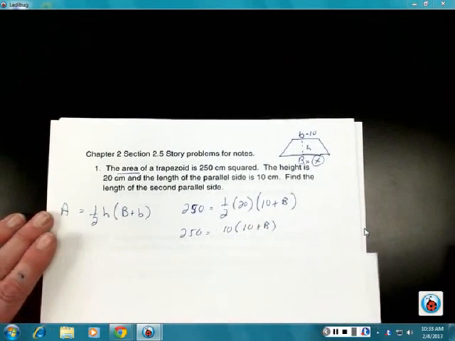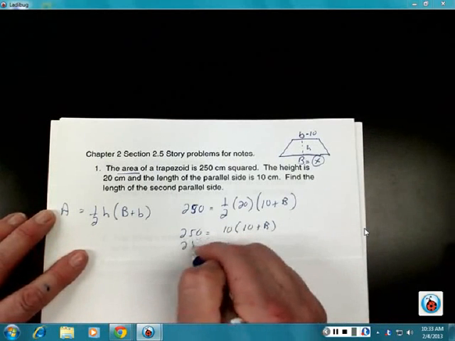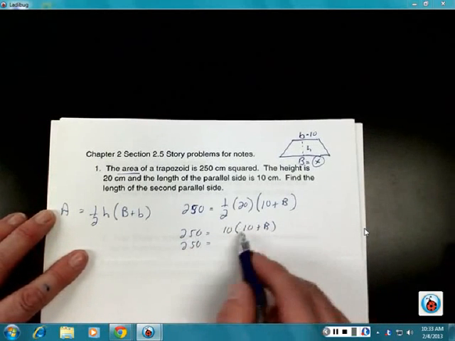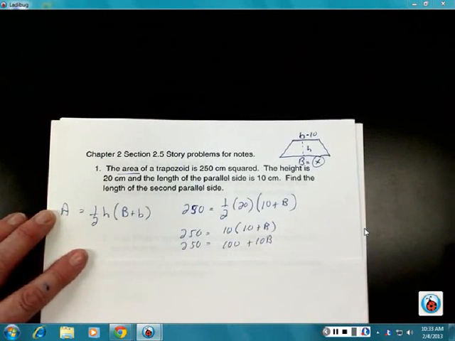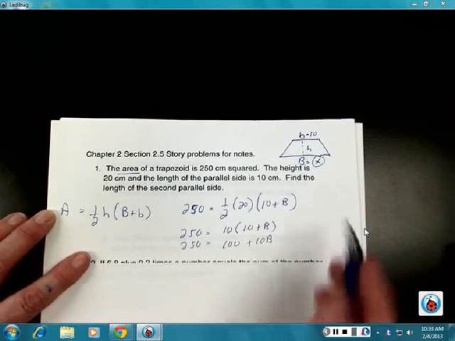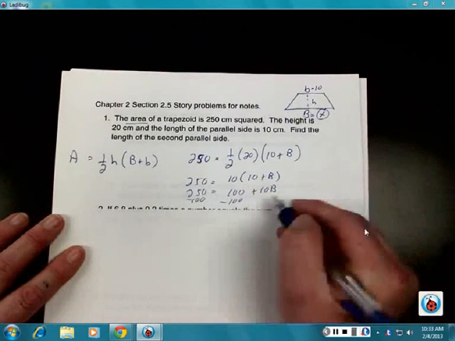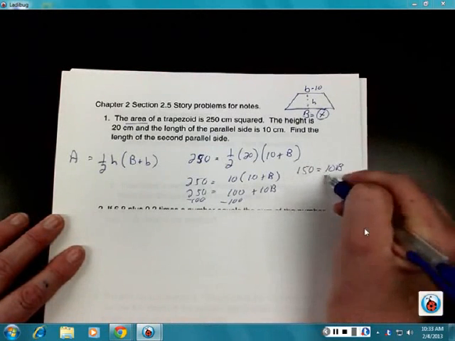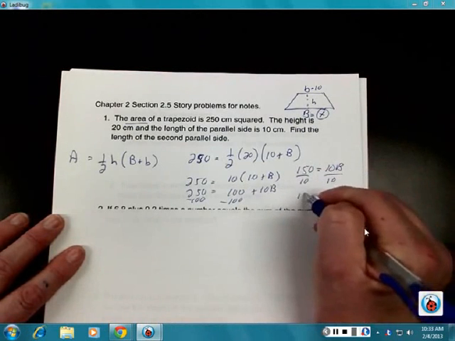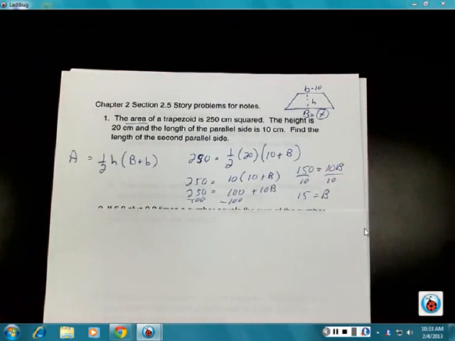Okay. So, if I finish this, I got a distribution. So I have 250 is equal to 10 times 10 is 100 plus 10b. So I got to get b by itself. So how do I do that? Minus 100. And that leaves me with 150 is equal to 10b. Divide by 10. And I find big B is equal to 15. Does it work? Did it check?